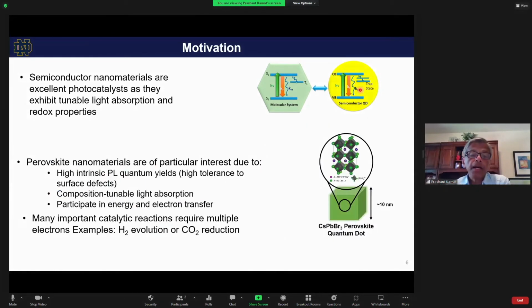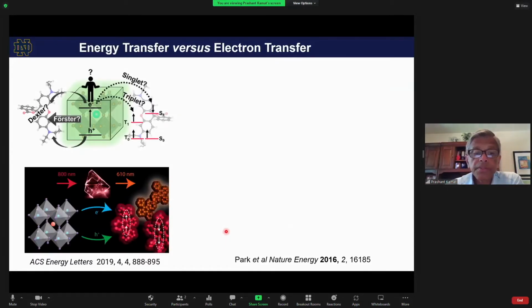Again, these materials have high intrinsic PL quantum yields, composition-tunable light absorption, and participation in both energy and electron transfer. And people have been trying to use them in photocatalysis, LED applications, and a variety of other applications.